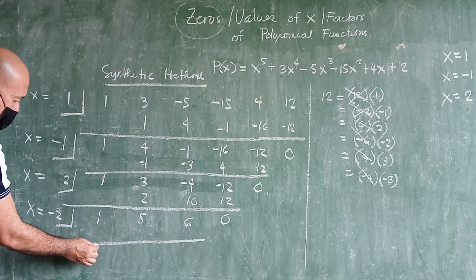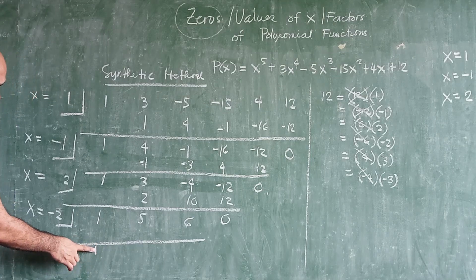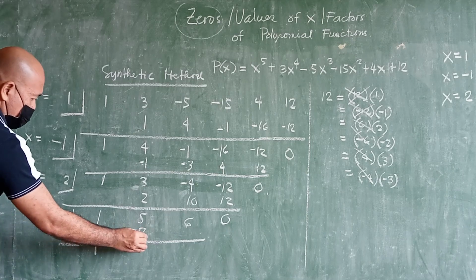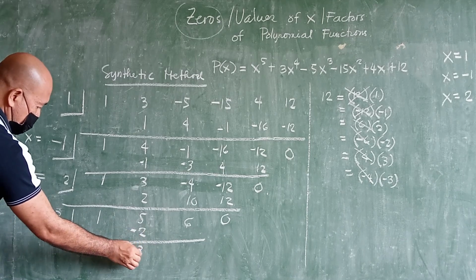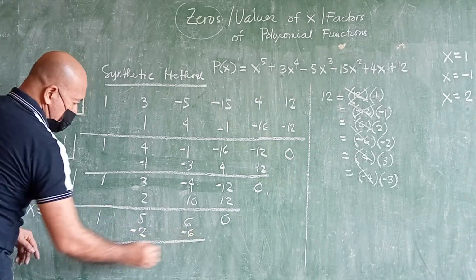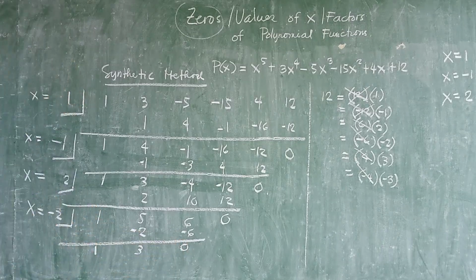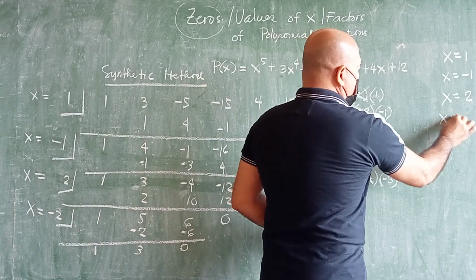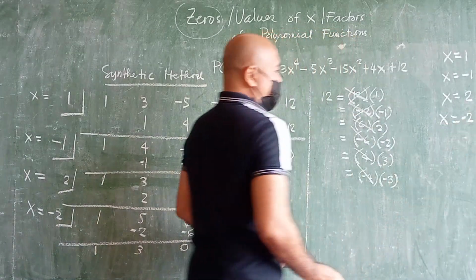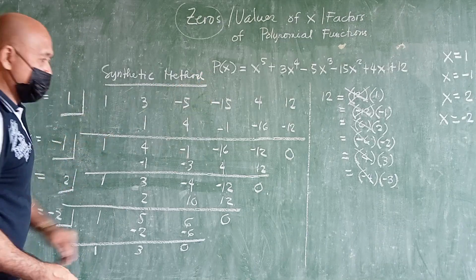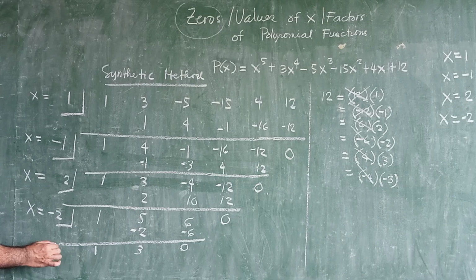And then just repeat the process. Bring down 1 and then multiply. This is negative 2. Add, this is positive 3. And multiply 3 and negative 2, that is negative 6. So the result is 0. So therefore, x is equal to negative 2, or negative 2 is the next value of x here in that given polynomial. And the last one, we have positive 3.